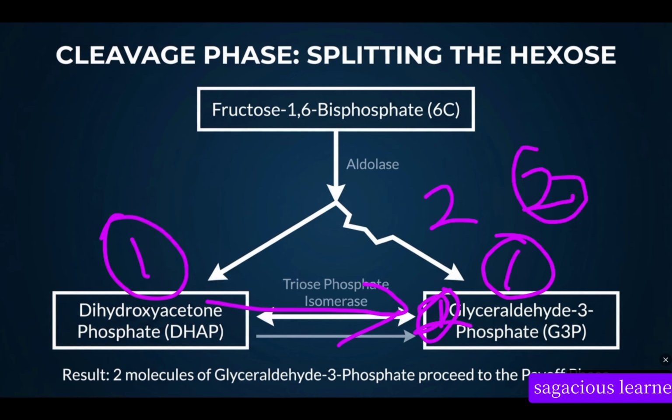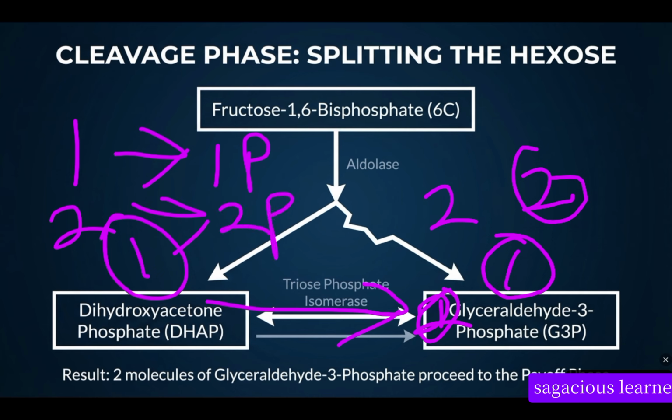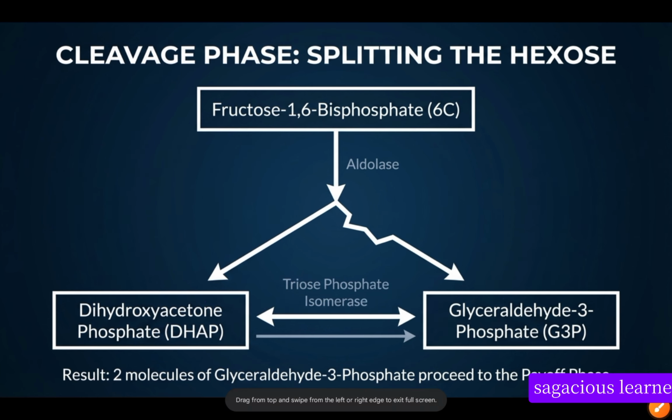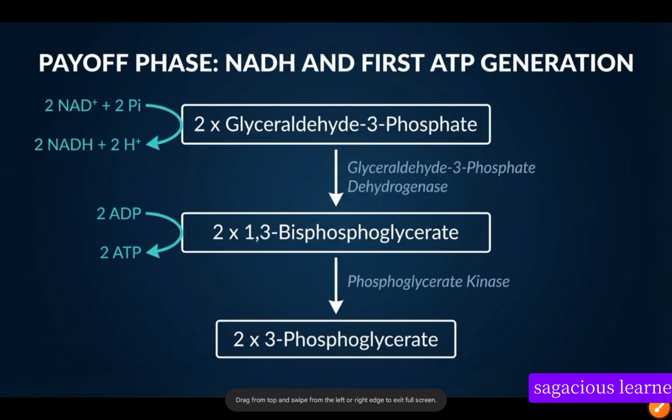And remember, when we have one molecule of glyceraldehyde triphosphate, we only produce one pyruvate. But now, when we have two molecules, how many pyruvates are we going to produce? Two pyruvates. If one produces one pyruvate, therefore two molecules will produce two pyruvates. So for this reason, everything we are going to be producing, both our ATP molecules and both our NAD, our reducing and oxidizing agents here, will be two. Now let's move over to the payoff phase, or the NADH and the first ATP generation.